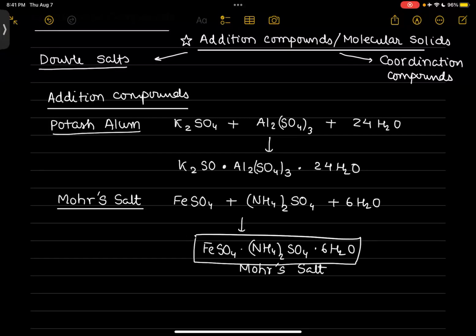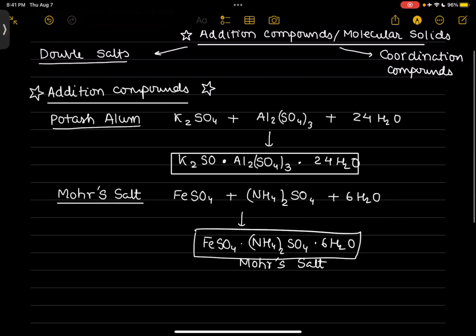So, Aisha, Jaslene, is it clear? Yes, sir. It is used in titration with KMnO4. That is true because FeSO4 gets oxidized to Fe3+ with KMnO4. Yeah, that's the use. It has miscellaneous uses, Mohr salt, right? But the thing is that it is basically formed by mixing together two or more than two compounds. That is the most important thing. That is why it is known as addition compound or molecular solid.